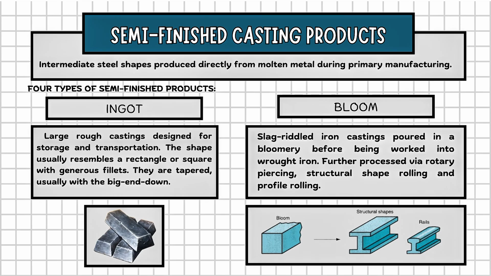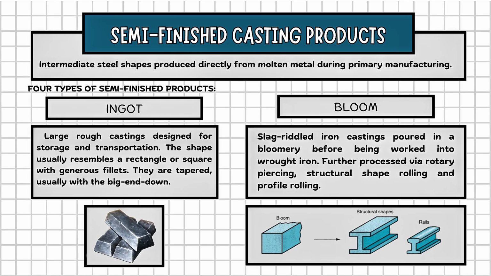We have the ingot, a large rough casting designed for storage and transportation. The shape usually resembles a rectangle or square with generous fillets. They are tapered, usually with the big end down.